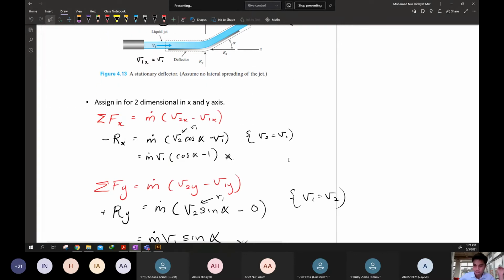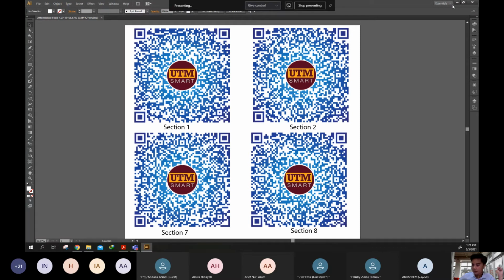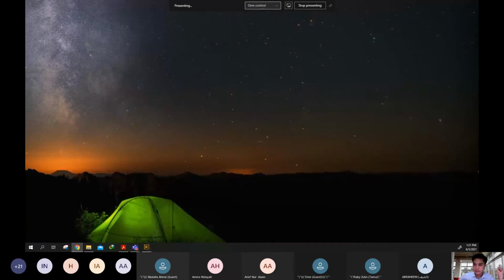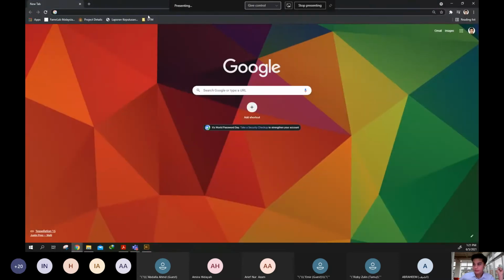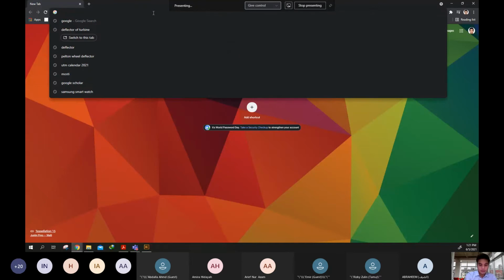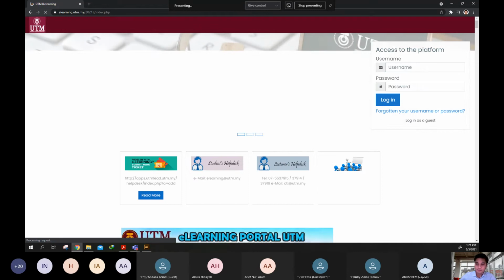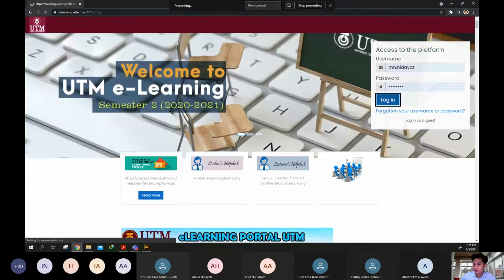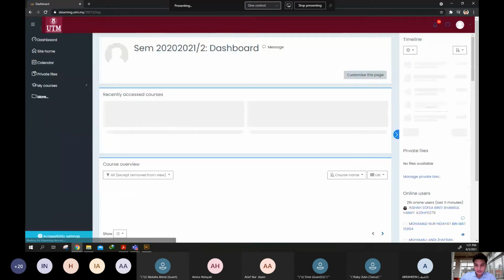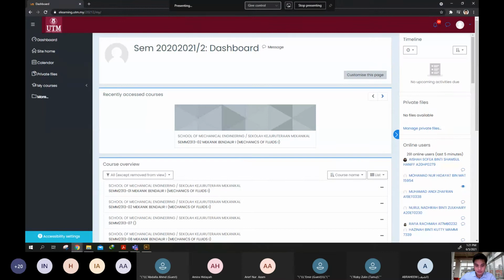But before we end, I have an assignment for you. This assignment is quite different from the previous assignments because this is a programming assignment. So how to get the programming assignment? First, log into e-learning. Why do you need to do the programming assignment? Because this is part of your coursework.